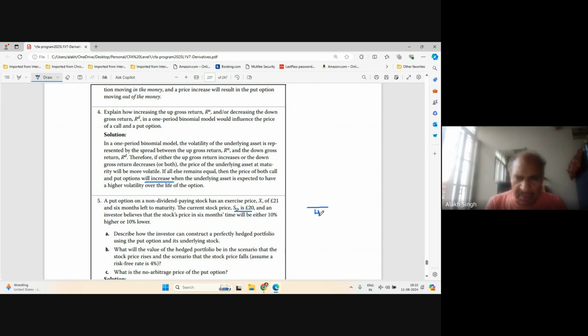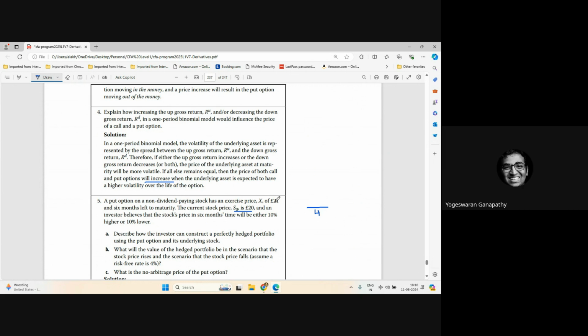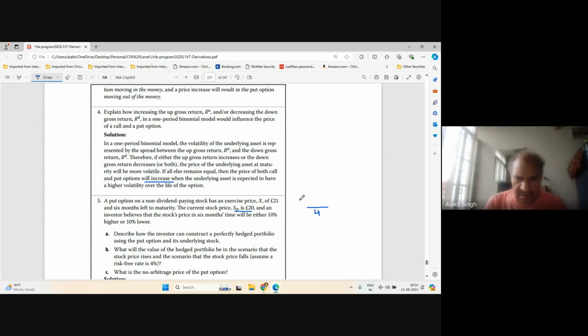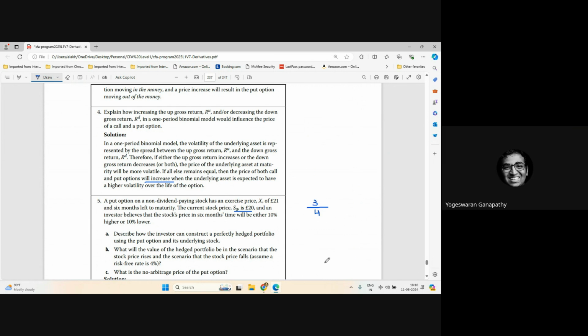And what will be the put value? When it is 22, the put value is 0. And when it is 18, the put value will be 21 minus 18, so 3. So 3 by 4 means 75%. So he will buy the put and he will buy 0.75 of the underlying. Is that correct?